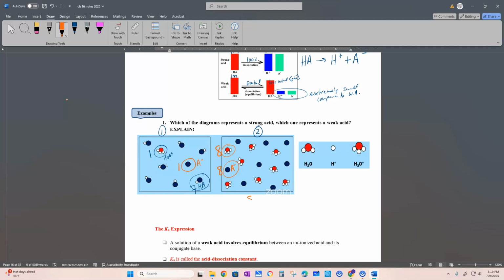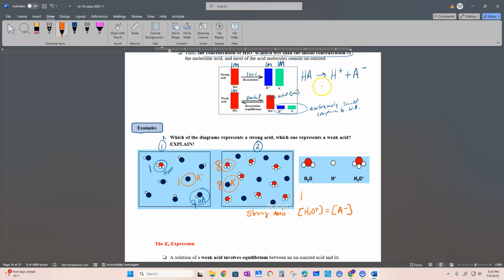Well, this right here, this is a strong acid. And why? Because I have the same concentration, same amount, hydronium, and the A minus. Remember my equation at the top for a strong acid? H, and I'm going to have to put the water in here because I drew hydronium.